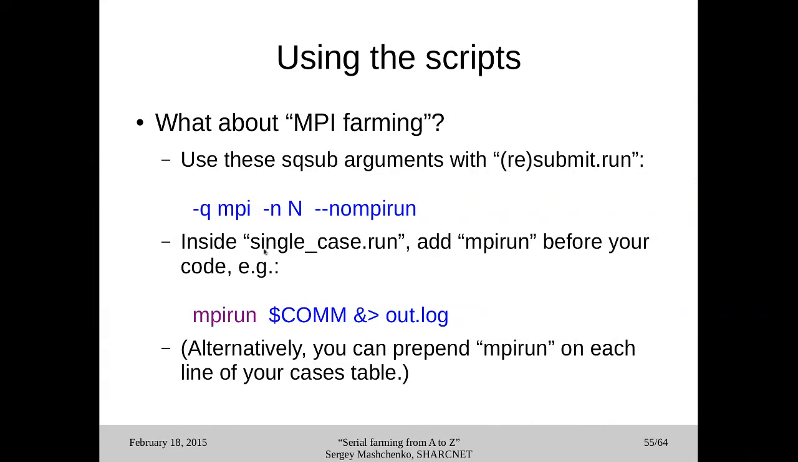And then you either modify single case run by prepending mpirun before the standard line you have in that script. So that means your code will have mpirun prepended. That's the way you have to run MPI code. You have to say mpirun, period, and so on, passing it to your code. Alternatively, you don't have to modify single case run. You can prepend mpirun on each line of your cases table.